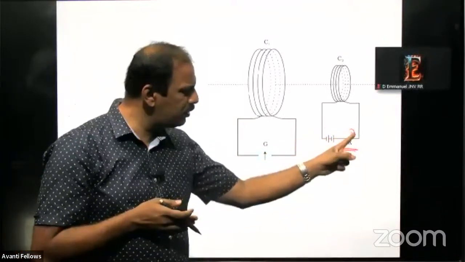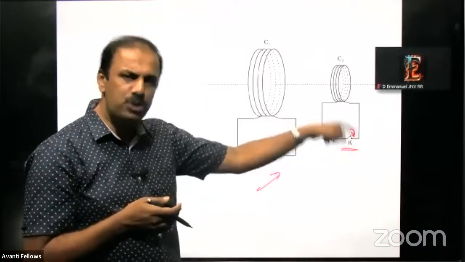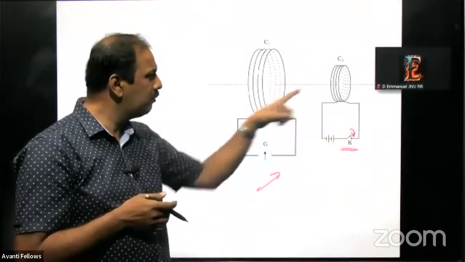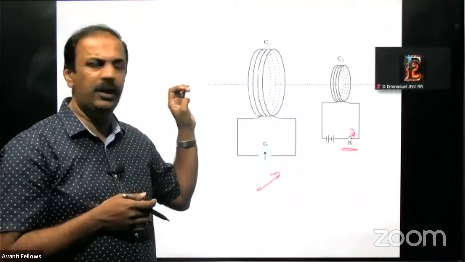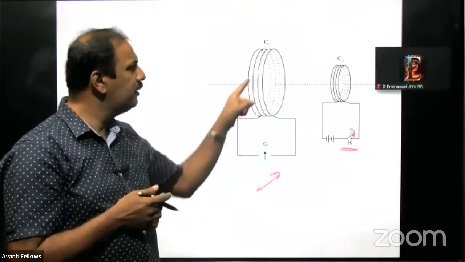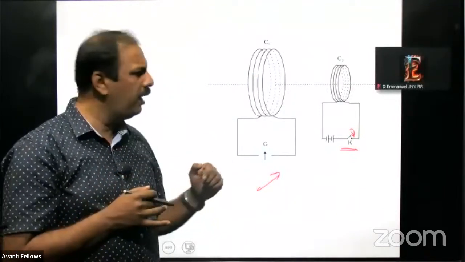So when this is switched on, this shows a deflection. And when you keep it switched on, there is a magnetic field, a very strong magnetic field. Still, it will not show any deflection. The reason for that is there is no change in the magnetic field. A changing magnetic field is required.